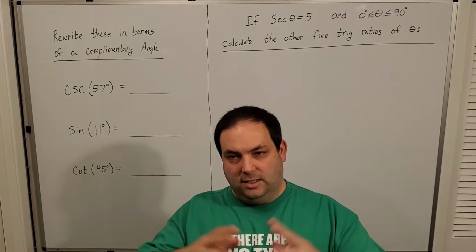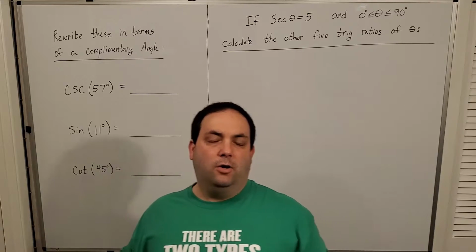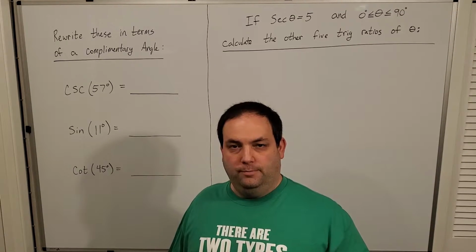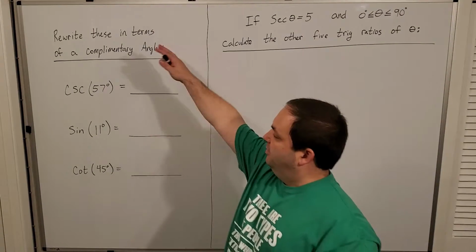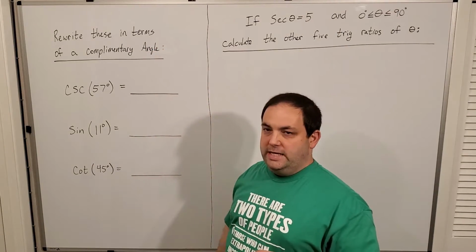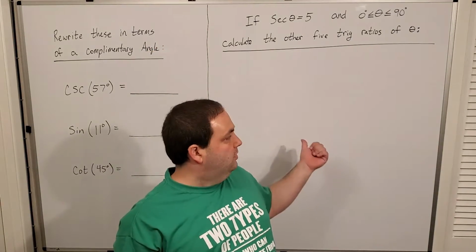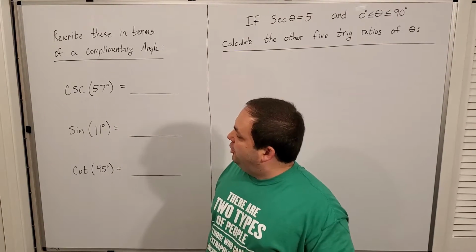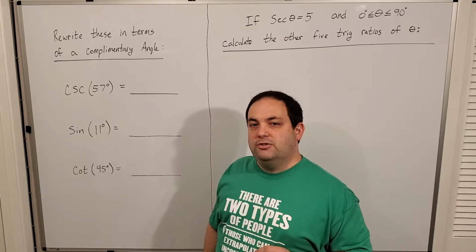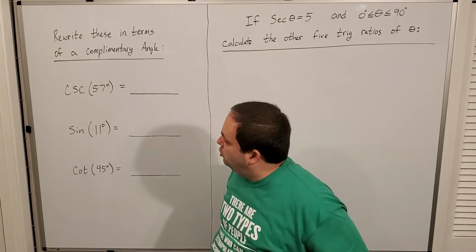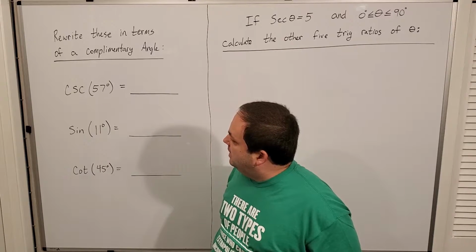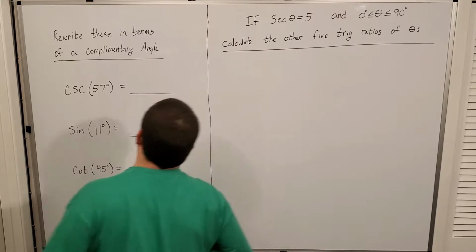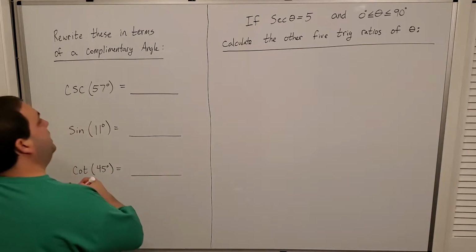Let me finish up this little in-between lecture video with a couple of examples that put these identities to work. The cofunction identity is going to be useful for these, and then I'm going to use all of the other ones for this example. So rewrite these ratios in terms of a complementary angle. I've got cosecant of 57 degrees, and it says a complementary angle. So what is the complement of 57 degrees?